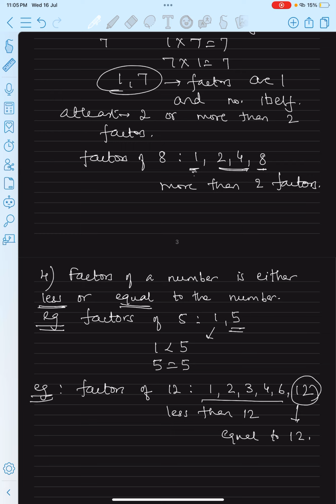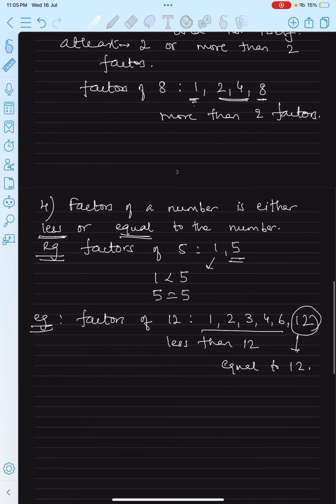Understood? So here we are done with the facts of factors. Now please write it down again and revise it.